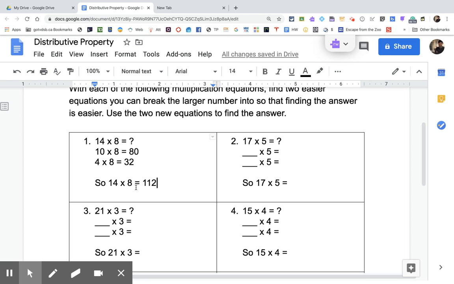Now that's cool because if someone asked you what's 14 times 8, they're not going to expect you to know off the top of your head, but in this case, you can figure it out pretty quickly. So I've done that one for you.